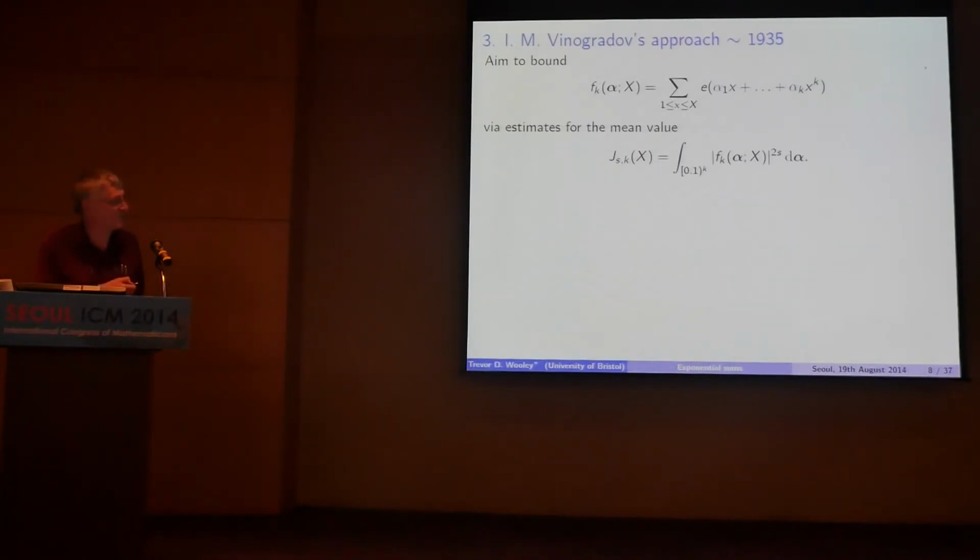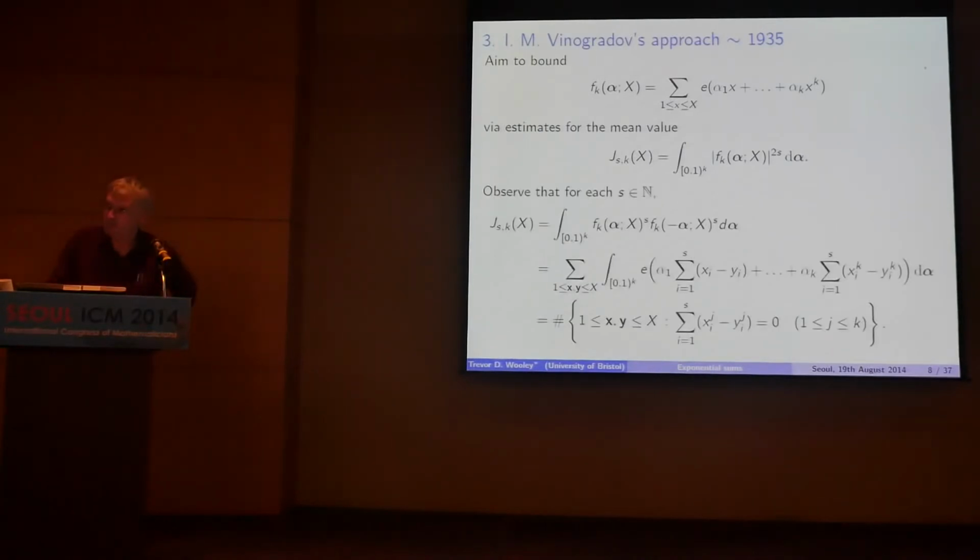So all of these arguments alpha. If you integrate over all of these, you're not getting an estimate for the exponential sum, but you're learning about what's happening on average. And Vinogradov's idea was to use this average information to say something about what happens for a fixed k-tuple alpha. And I can quickly explain that.